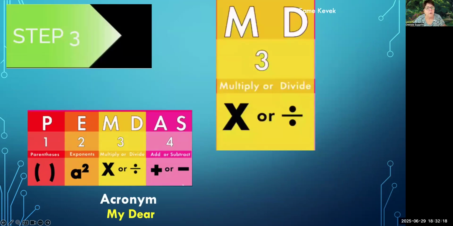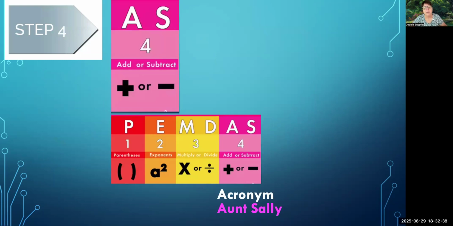So then you're going to do the multiplication and then division. But multiplication and division are on the same level. So whatever comes first when you're looking at the problem from left to right, if it's multiplication, you do that one first. If it's division, you do that one first. Okay? So the next one and the last one is addition and subtraction. And addition and subtraction are also on the same level. We can do our subtraction first if it comes first from left to right of the problem, or we can do our addition first if it comes left to right.